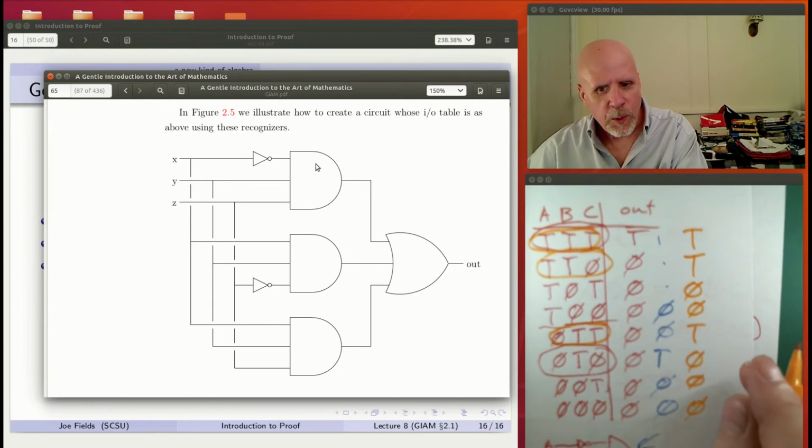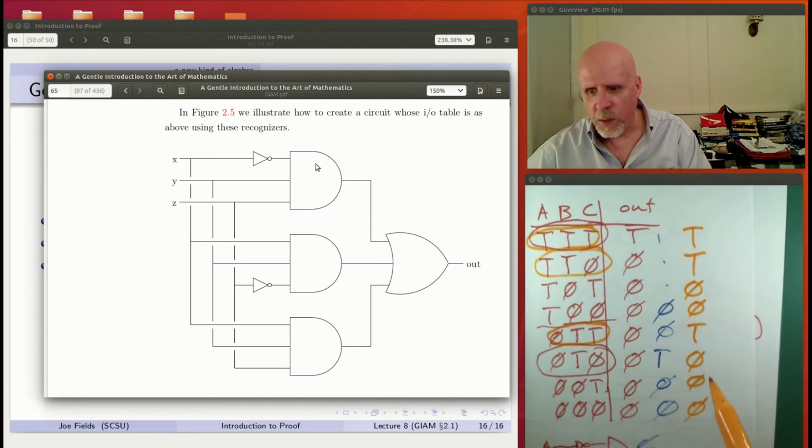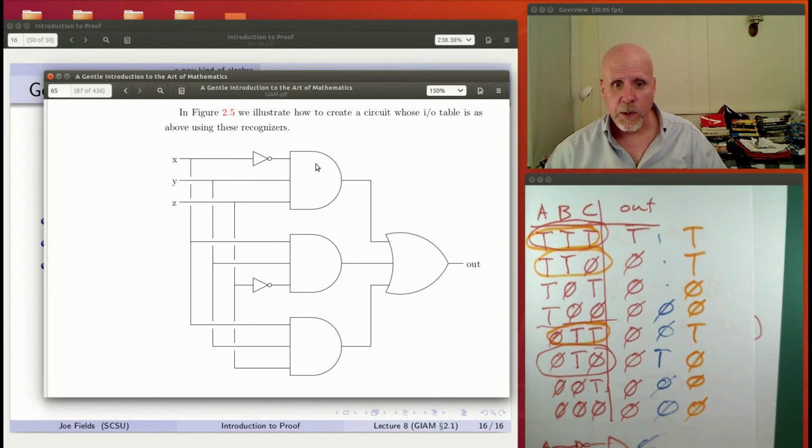More often, though, we would have the opposite job to do. Somebody would say, we need to have a circuit that builds this particular pattern of ins and outs, or patterns of trues and falses in these different scenarios. Design the circuit. Disjunctive normal form does it for you. Boom, you've got an instance.